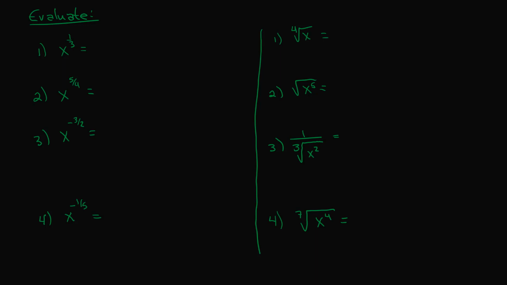What this indicates here is that we have an x that we're going to raise to the first power, and then we're going to apply the third root. So what does that mean? We're going to have x to the first power and apply the third root. Well, x to the 1 is just x. So this is just the cube root of x.